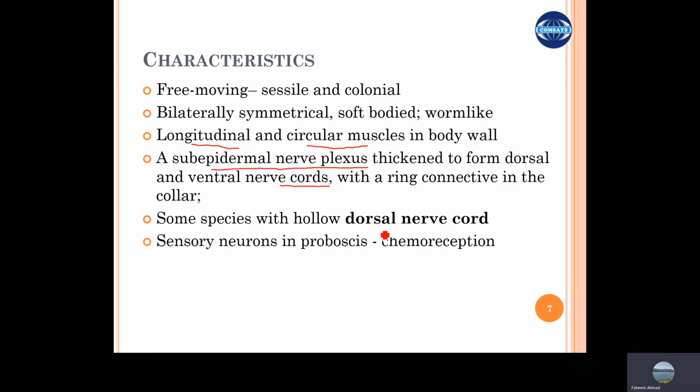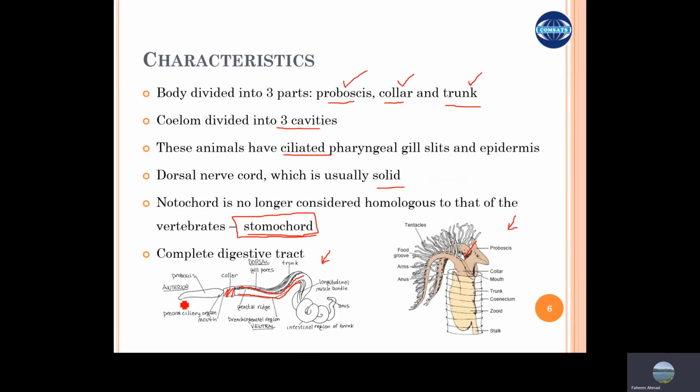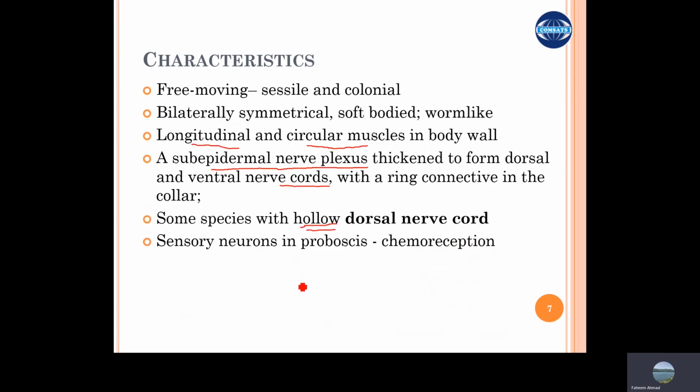Later on, in some species of these acorn worms or pterobranchs, their nerve cord becomes hollow. So this is a true chordate feature. The front anterior end, the proboscis, has cilia and some chemoreceptors which sense the medium in which they are living. They feel the chemical composition of the water which they are taking in. So this is basically their sensory input device as well.